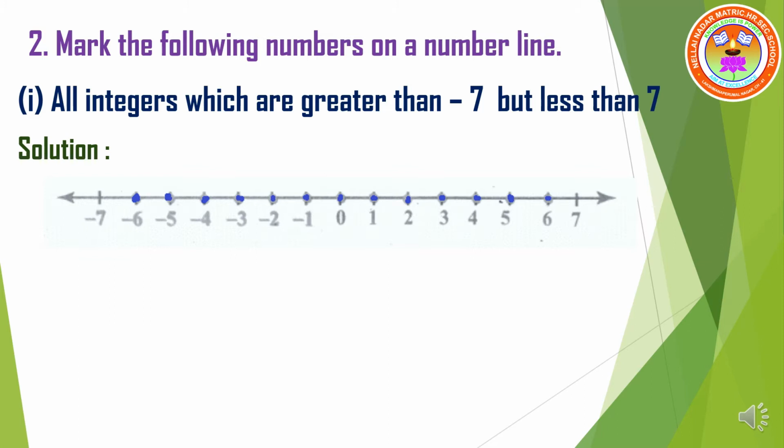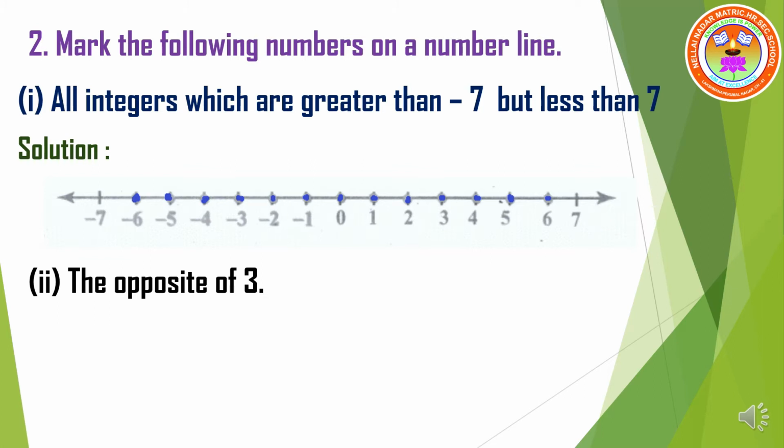So here we have marked the integers which are greater than minus 7. So greater than minus 7 we have minus 6, minus 5, minus 4, minus 3, minus 2, minus 1 till 6, because the integers should be less than 7. So we have marked all the integers which are greater than minus 7 and less than plus 7. Understood children?